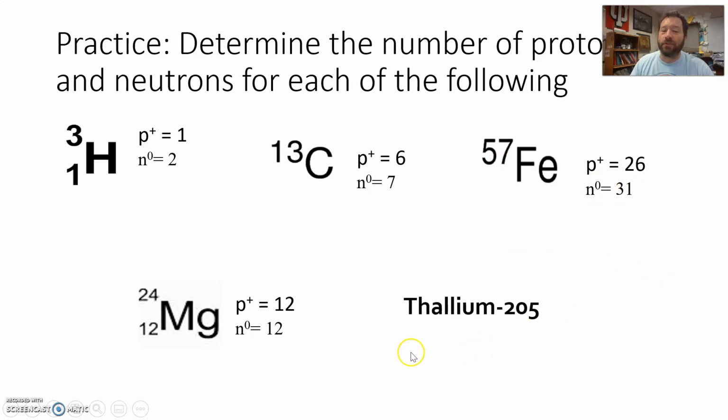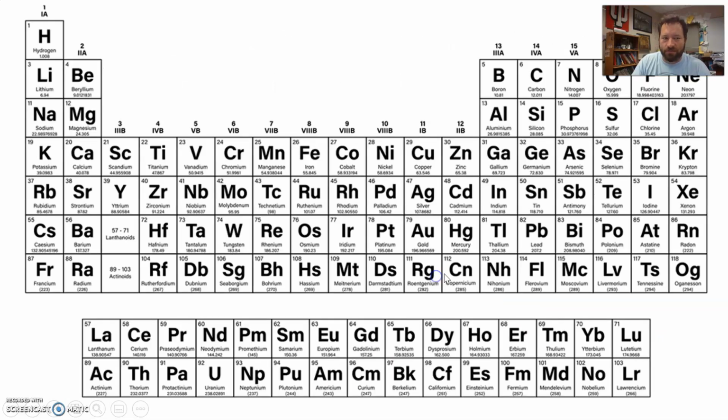Every once in a while, you'll see it written like this. The next chapter we do will be nuclear chemistry, and you'll see it written more often like this. That 205 is the mass number. So it's the number that you generally see top left. You see it written behind the atom this time. Same principles though. We find thallium on the periodic table, 81 protons. 81 plus what gives us 205? It would be 124 neutrons.